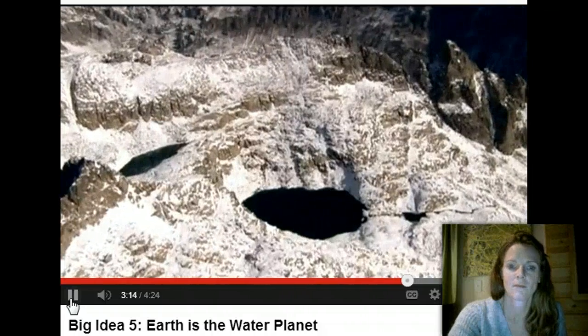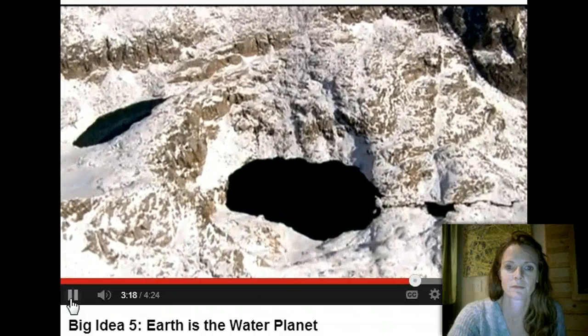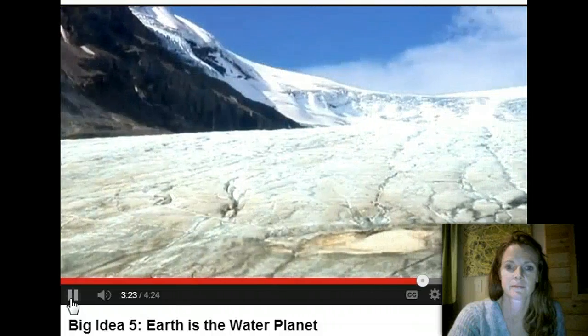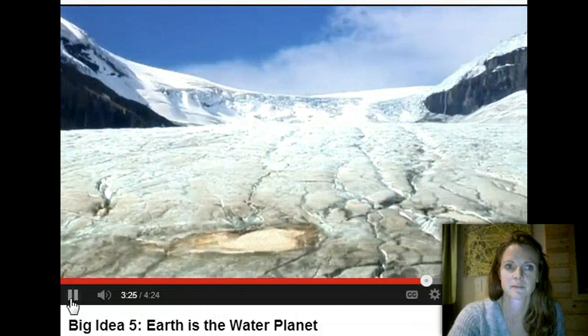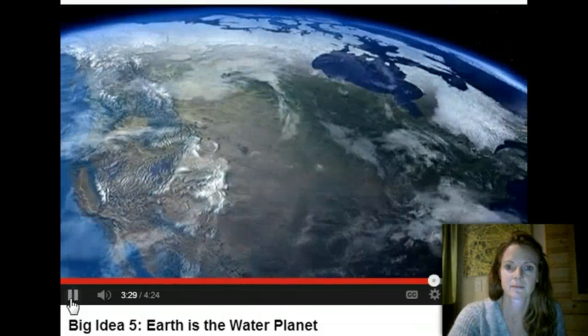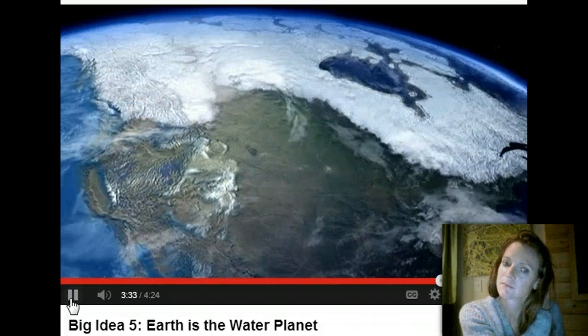Water expands as it freezes. This process widens cracks and breaks rocks apart. As huge glaciers move, they scour away the surface of the land. During ice ages, glacial ice flows covered and changed great portions of the continents.